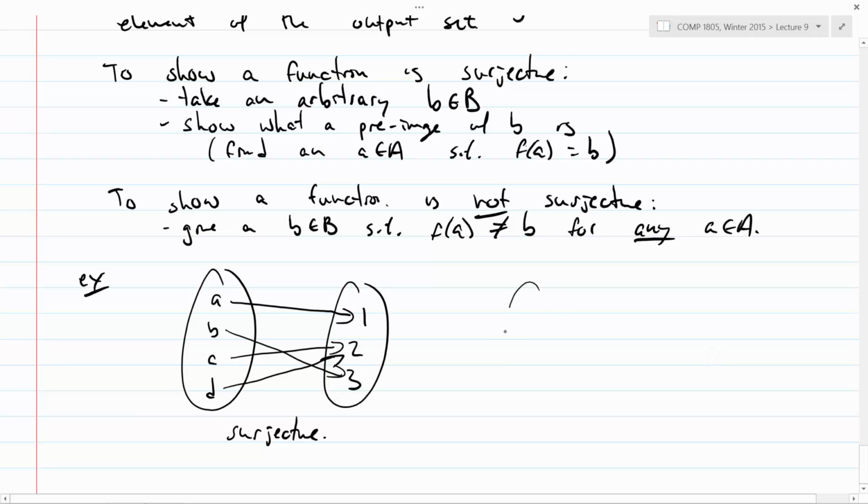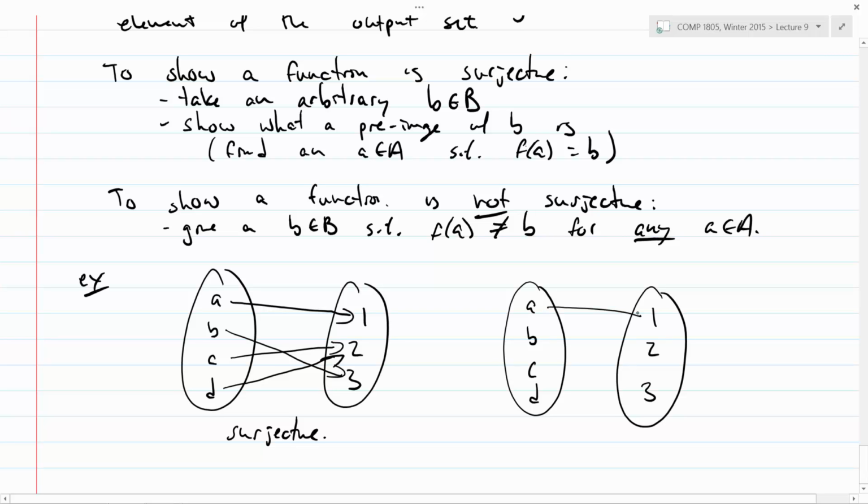On the other hand, if I have a, b, c, d, and 1, 2, 3, what I could have is something like this. And in this case, is this going to be surjective? No, because 1 has 3, that's fine. 2 has 1, that's fine. 3 has none, therefore it's not surjective. Is that okay?